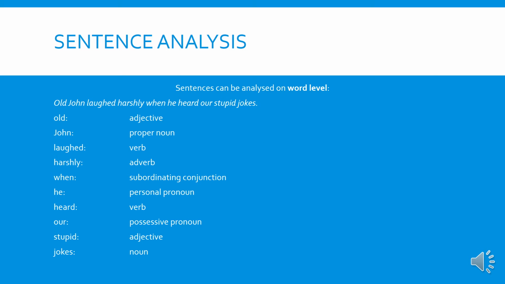To analyze a sentence is to look at all the different words and label them. This is like taking apart a bike and looking at all the different parts of the bike and labeling them individually. So we could look at all the individual words in a sentence and label them. For example, old is an adjective, John is a proper noun, laughed is a verb, harshly is an adverb, etc. So we look at all the individual words and we label them separately.